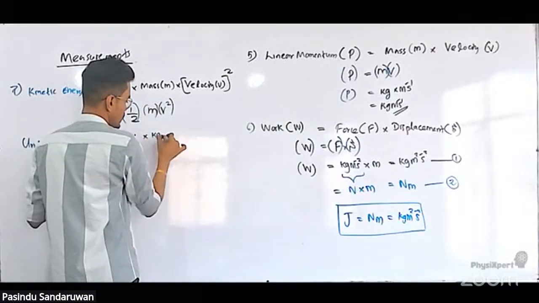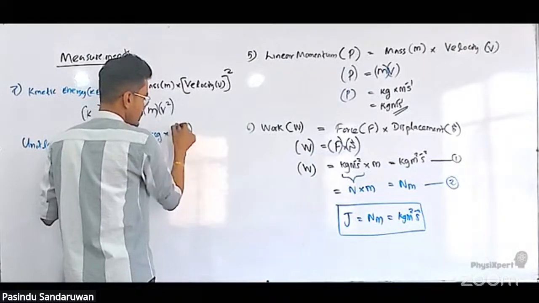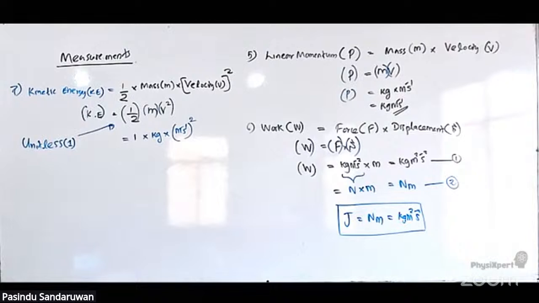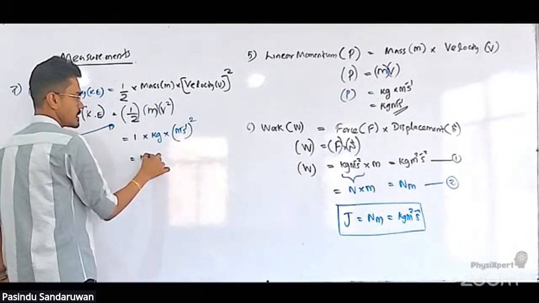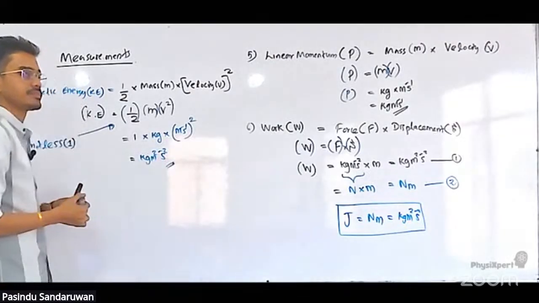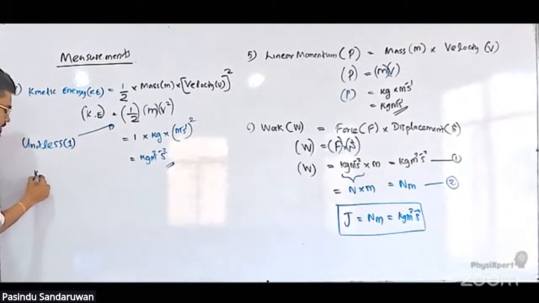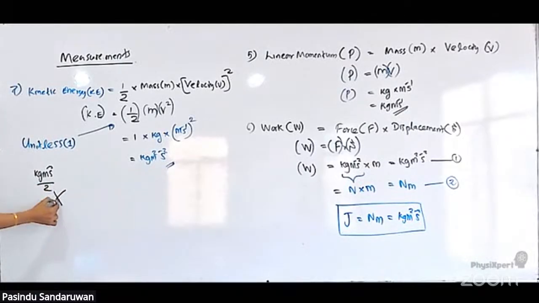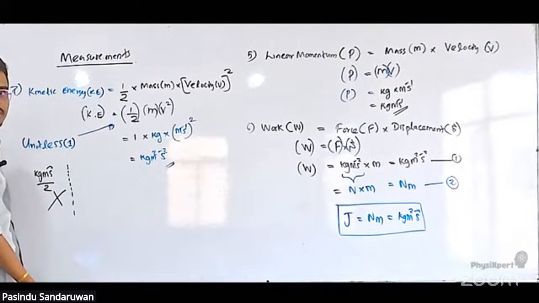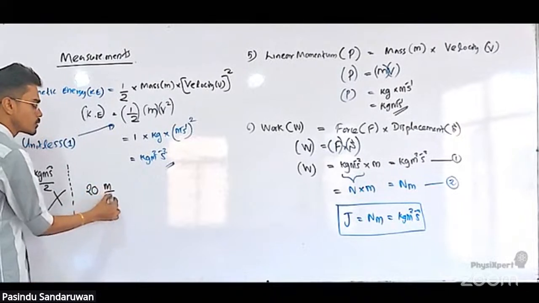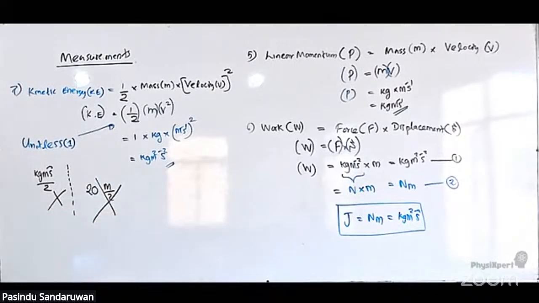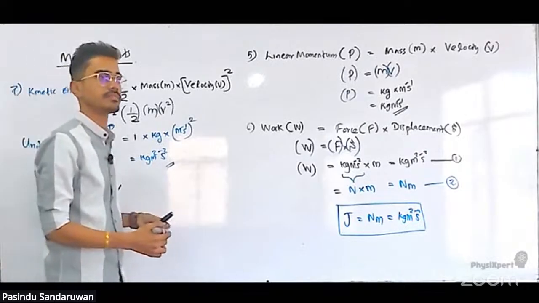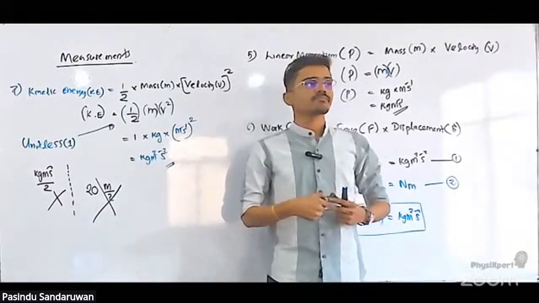M kilograms, velocity ms minus 1, complete squared. I have to simplify this. Kg m squared s minus 2. Now, mistakenly, if you simplify it with this half, you will get kg m squared s minus 2 over 2, something like this. No meaning for this. If you are measuring something using meters, and we say 20 meters over 2, what's the meaning? No meaning at all. That's why we put 1 here to avoid that and make our simplification easier.